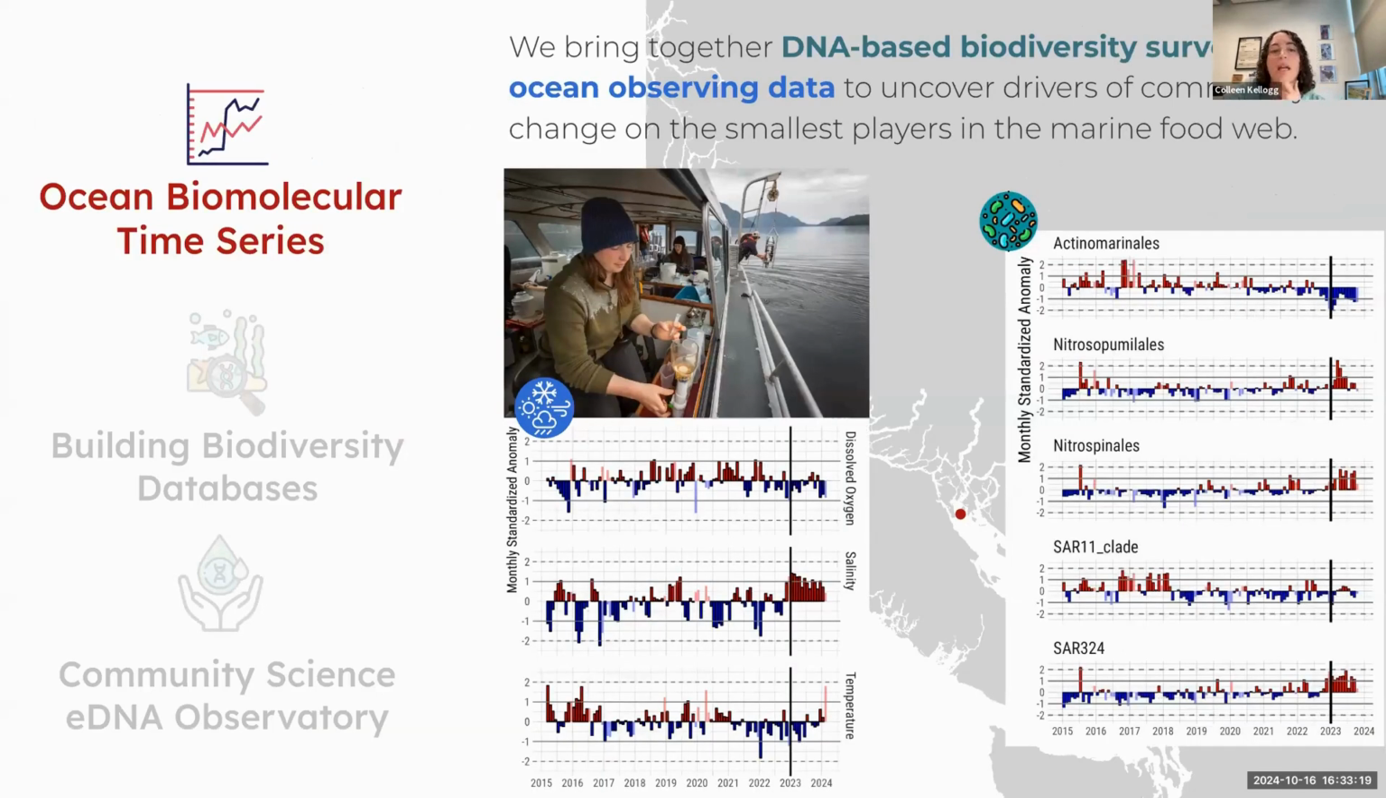So HIBON has 3 main components. The first is our Ocean Biomolecular Time Series, where we bring together DNA-based biodiversity surveys and ocean observing data to uncover the drivers of community change on the smallest players of the marine food web. While our focus for this project is predominantly on microbes, here you can see some of our major microbial taxa over time paired with some of the physical and chemical measurements that we make. We are also employing eDNA-based approaches to explore the biodiversity of higher trophic levels, including zooplankton, as part of this component.